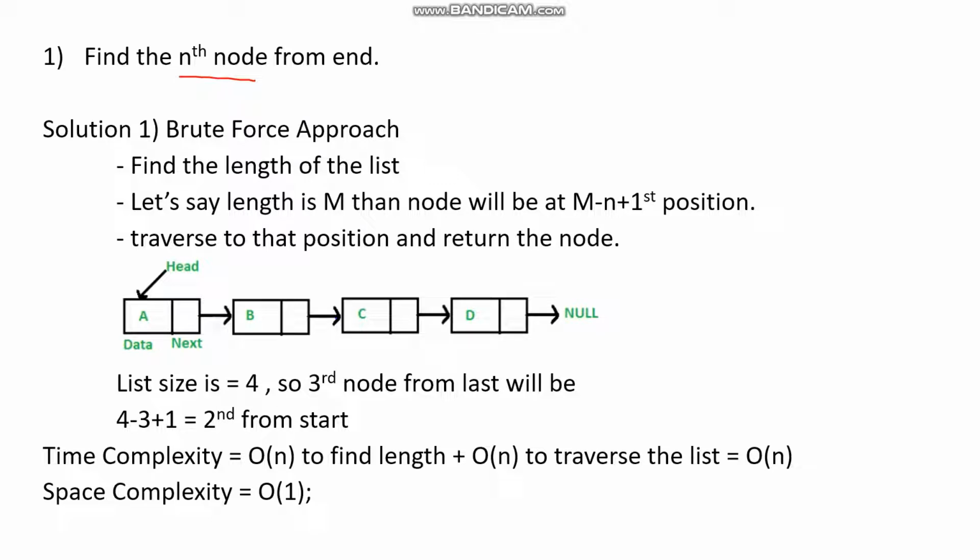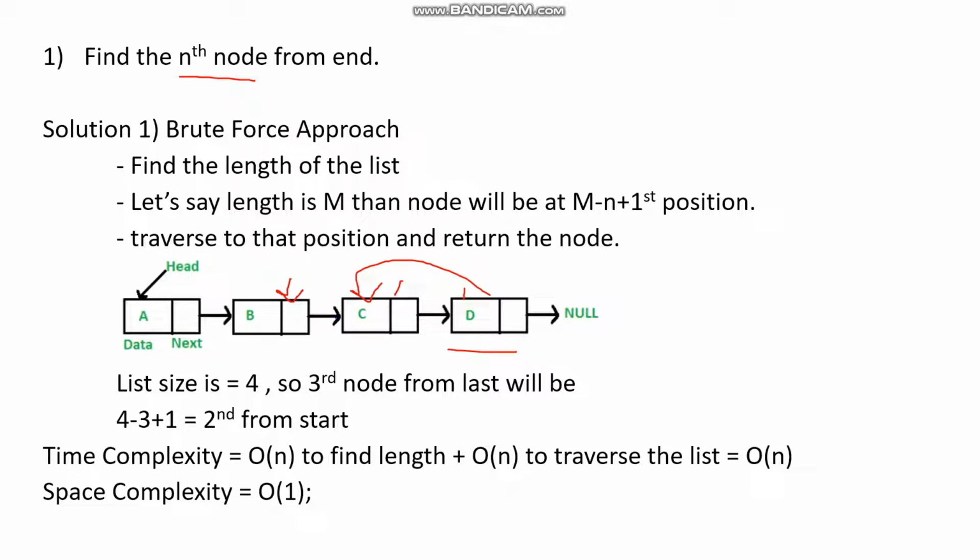So if this is our linked list, we have to search for the node at the nth position from the end of the linked list. So basically, if this is the end and we have to find the third node from the last, what will it be? It will be first, second and third. So this will be the third node from the last. So how can we find it?